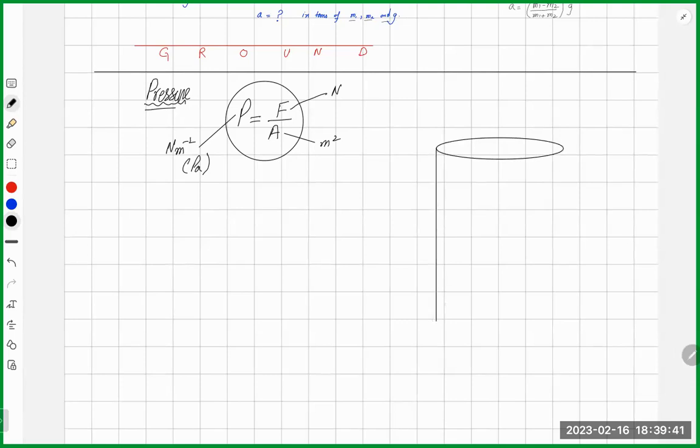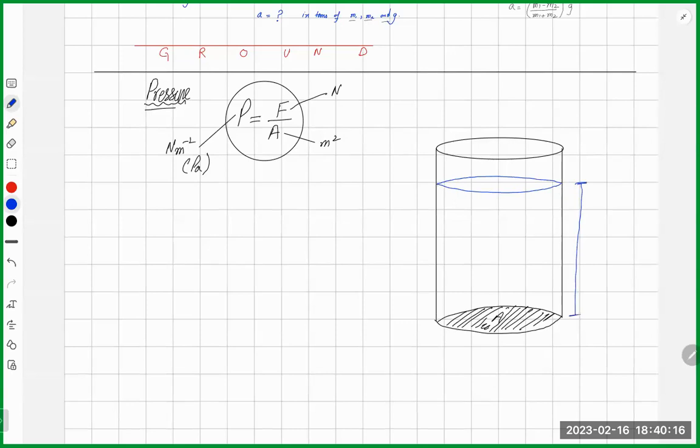This is a container. This container has a base like this. The area of the base is A. Now, this container is filled to this height with a liquid. This is the height of the liquid. Now, the density of the liquid is rho.